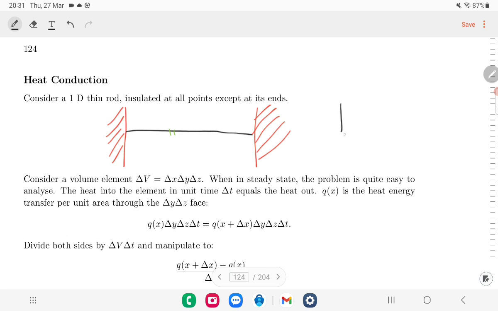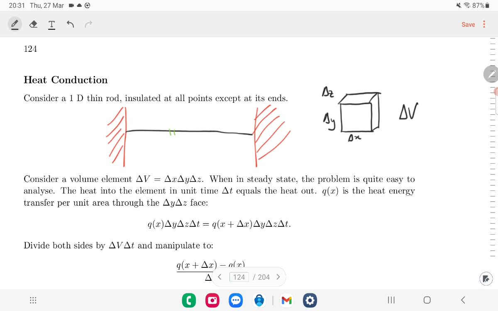So we chopped a little piece. It's a really thin little piece of it, something like this. This width is delta x, I guess. Delta y can be the height, and delta z could be the depth. So this is a delta V. This is just a little piece of the rod.